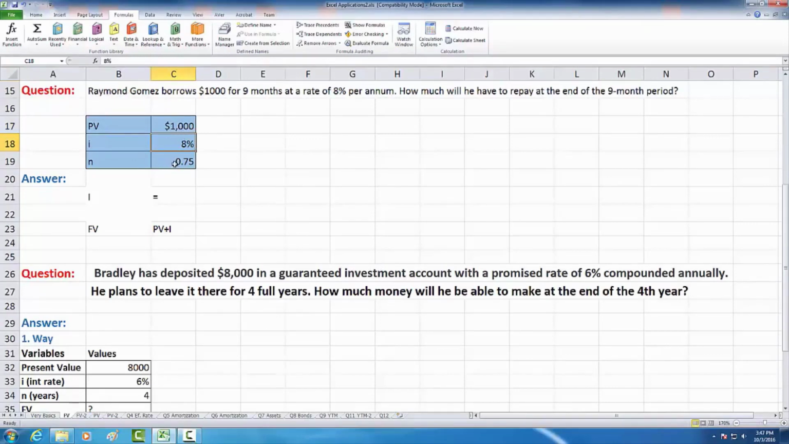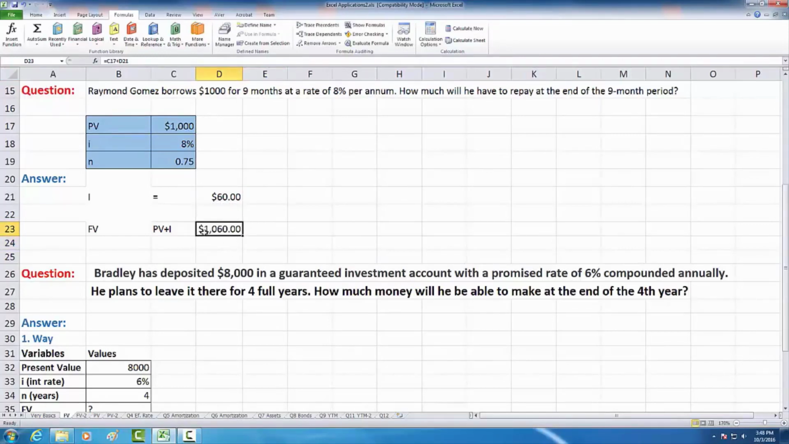In order to use them in calculating the answer, just click on any cell. What you need to do is to write the equal sign, present value times interest rate times number of periods. Here you have the interest. But the question is asking us how much he will have to repay at the end of 9 months, so he has to pay the principal back. So you add present value plus the interest. This is the borrowed amount plus the interest. So you have the answer here.